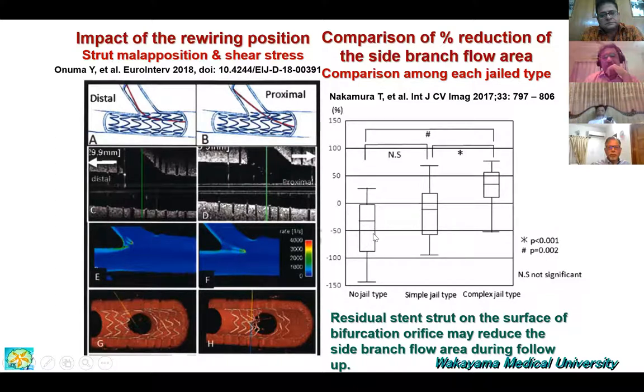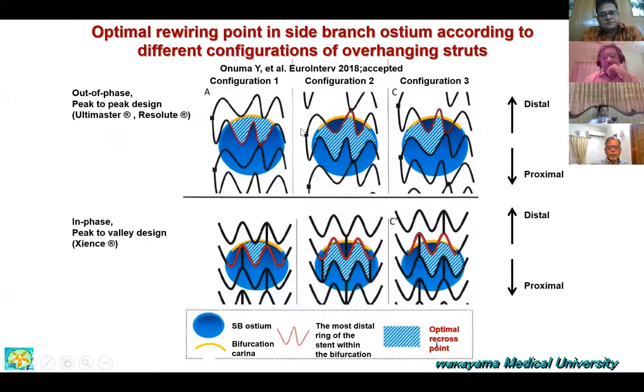And then if there are no jailed struts, we never lose the side branch orifice. However, even a simple jailed strut might be acceptable. However, with complex jailed struts, lots of membrane formation and restenosis happen in the long-term follow-up, as shown in this slide. So there are some data showing the recommendation of which cell should be selected. By OCT, we can clearly identify where the side branch wire is, right? So I highly recommend using OCT if you try to do bifurcation lesion treatment.